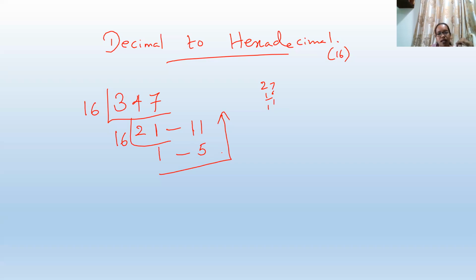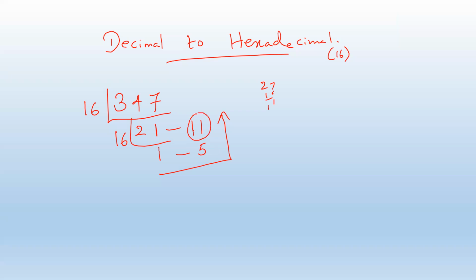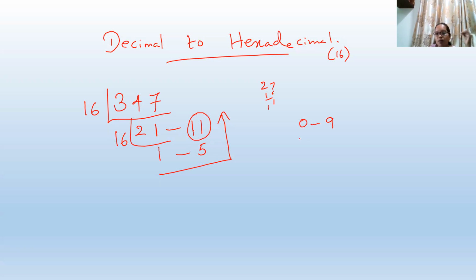Can we put the answer like that? 1, 5, 11. Is there a value 11? Yes, teacher. Teacher, we should give B. Yes. We should write it as B, teacher. Yeah. In the hexadecimal, you can remember the numbers are 0 to 9 only. And from 10 onwards, you are having capital A to capital F. So starting from A is 10, B is 11, C is 12, D 13, E.